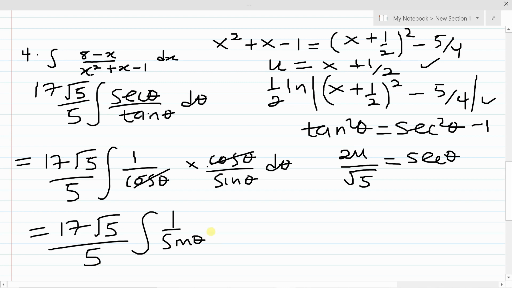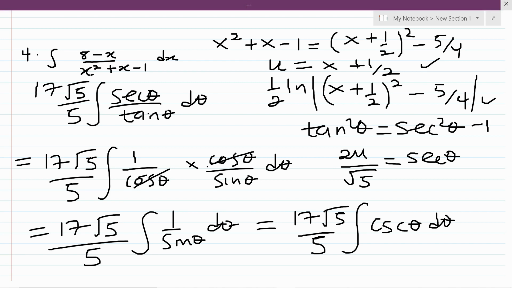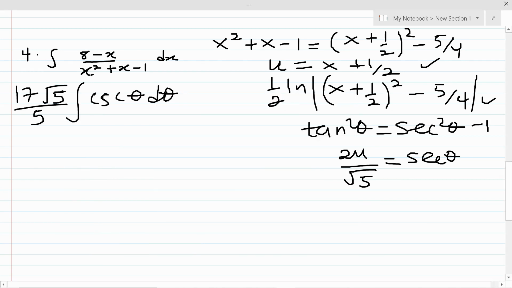Which is the same as saying 17 square root of 5 over 5 integral of cosec theta d theta. Okay, so now how do you integrate cosec theta? Alright, let's see. I won't write the 17 root 5 over 5 again because it's getting tedious. Let's keep in mind that after everything we can multiply by 17 root 5 over 5. So our main task is to integrate this.